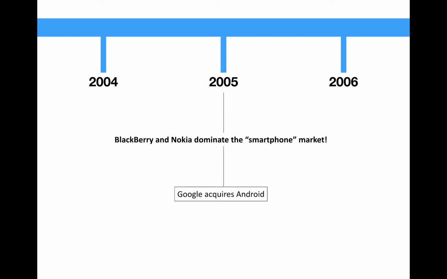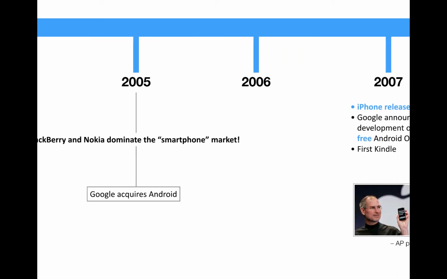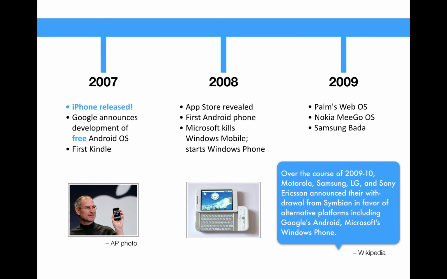in 2005, Google acquired Android. The period between 2004 and 2005 is also when Apple began seriously working on the iPhone. And that brings us to the release of the iPhone in 2007. Probably the most important event on the timeline of mobile computing.